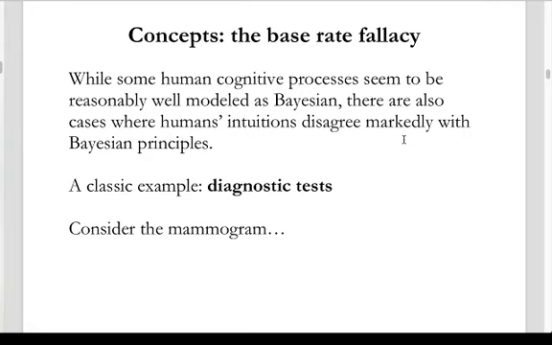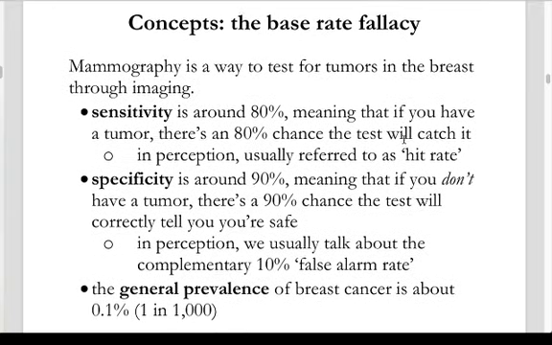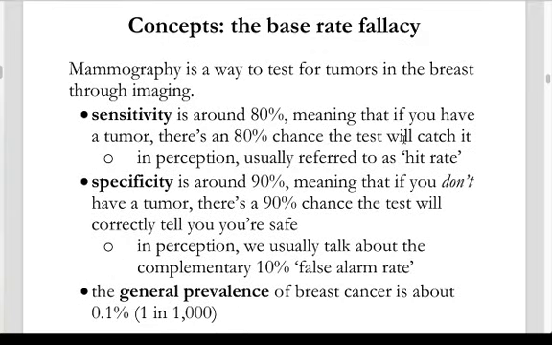Right? And so a classic sort of intro to statistics example of where Bayesianism fails as a model of human intuitions comes from these kinds of diagnostic testing scenarios. And I'm going to use the mammogram as an example just because this is actually a real life example where these kinds of debates have come up. So what is a mammogram? A mammogram is a way to test for tumors in the breast through imaging. So it's a non-invasive procedure. It's not painful, it's not medically risky, and it's not that expensive. And so it's sort of the easy way to test for tumors in the breast, and it uses imaging.